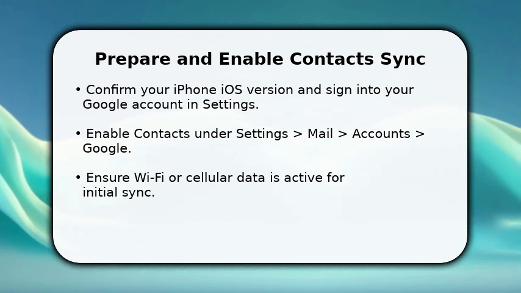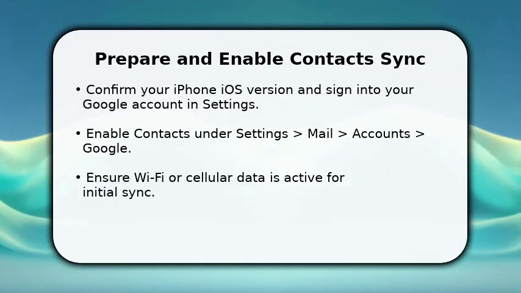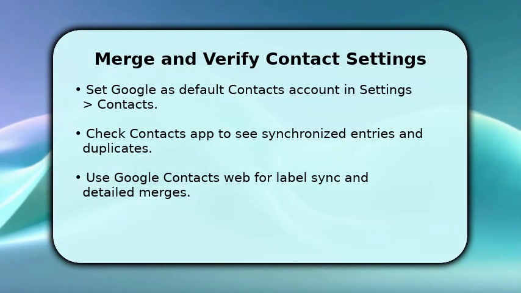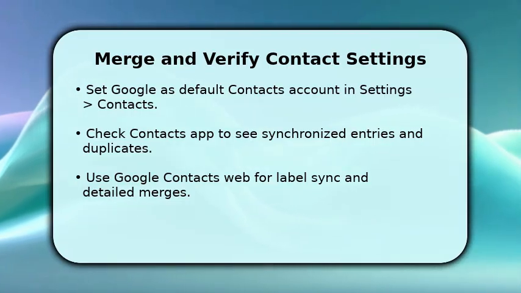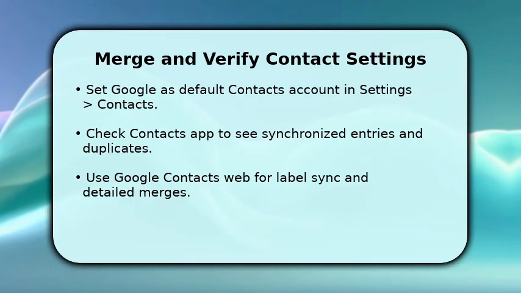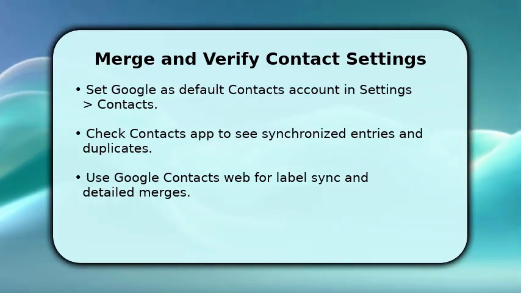Next, you'll focus on merging and verifying so nothing is lost. In Settings, Contacts set default account to the Google account you enabled. This ensures new contacts are saved there. Open the Contacts app and scan for migrated entries and duplicates. Some names may appear twice until deduplication finishes.